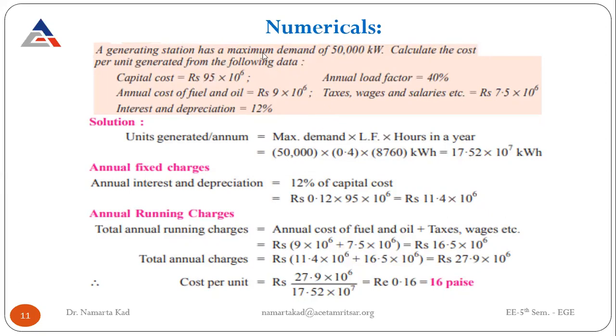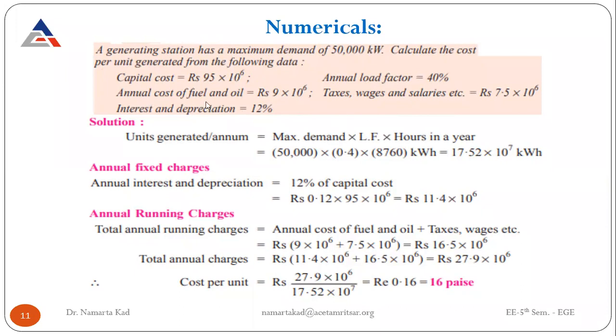A generating station has a maximum demand of 50,000 kilowatt. Calculate the cost per unit generated from the following data. The capital cost is given, that is rupees 95 into 10 raised to power 6. This is the capital investment. Then the annual load factor is given as 40%.